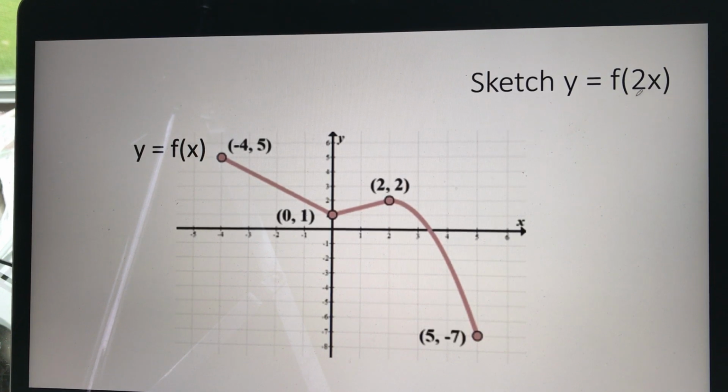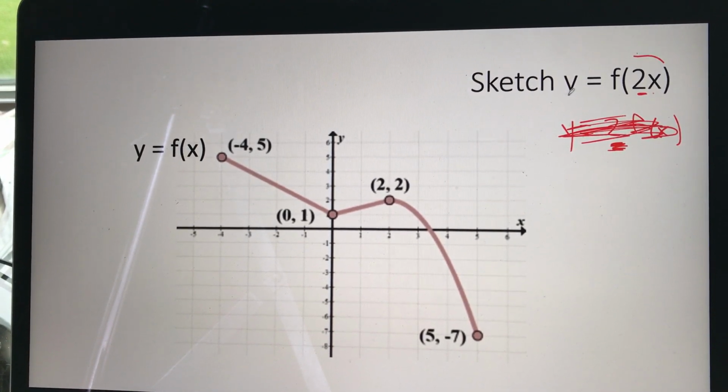If I have a 2 here, f of 2x, the 2 is tucked in with the x. The 2 is written right beside the x. This is very different than y equals 2 f of x. If the 2 is out front like this, that's vertical, up and down. If the 2 is tucked in with the x, that's horizontal. That's what we're talking about now. We're not talking about the previous example. So here, if it's a 2x, I'm going to multiply my x values by 1 over 2.